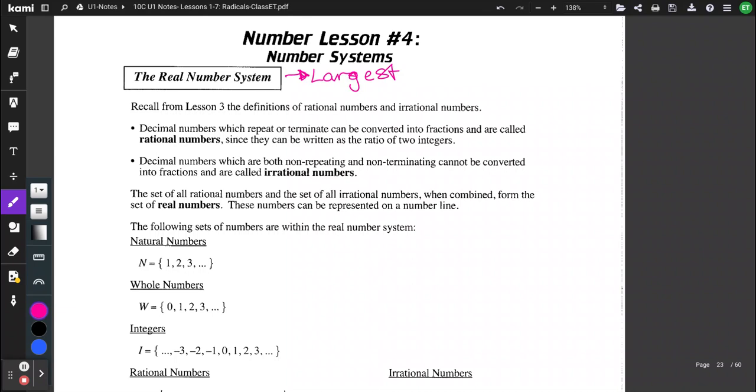So from lesson 3, we talked about rational and irrational numbers. Decimals that end or repeat are rationals, and they can also be put into a fraction. So that's also super important to know. They can be converted into fractions, whereas the irrationals cannot be put into fractions. That's the biggest difference. Also, irrational numbers are where we're going to get our non-perfect square roots, and there's many, many more of those. We're going to write our examples down as we go along.